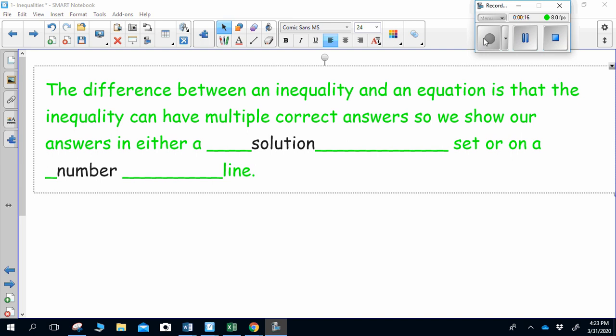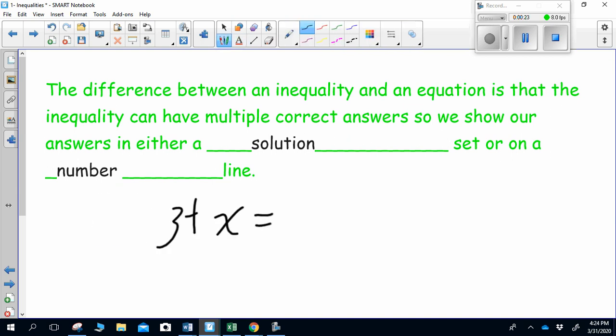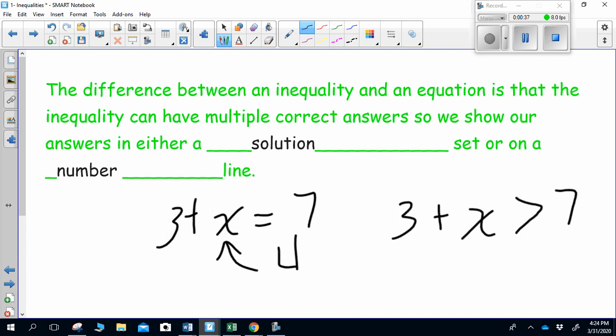So in an equation, like 3 plus x equals 7, the only value for x that makes this true is 4. But in an inequality, if we have 3 plus x is greater than 7, then the numbers 5, 6, 7, 8, and so forth all make that true.